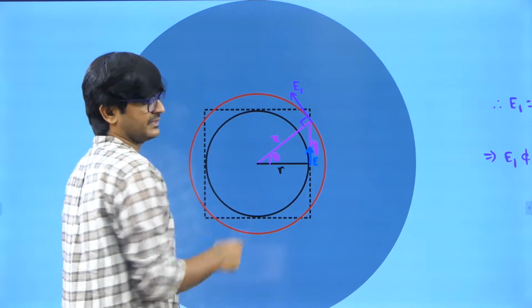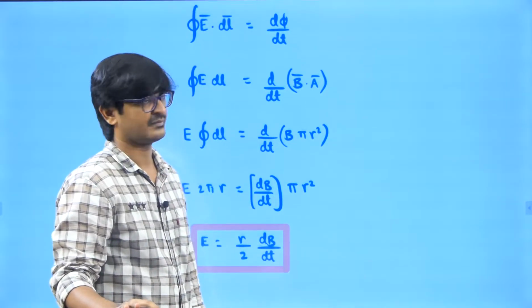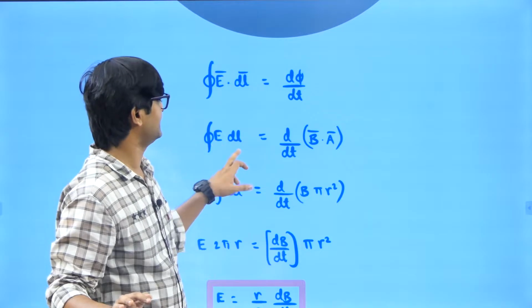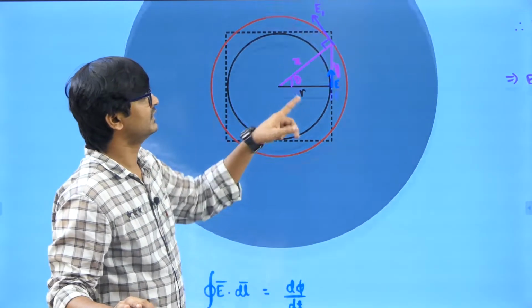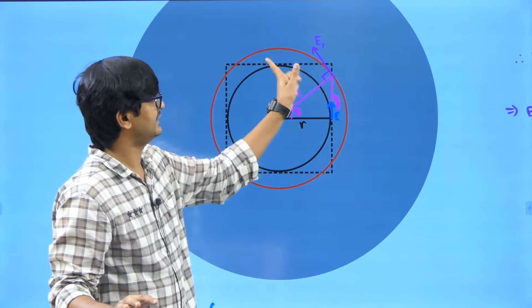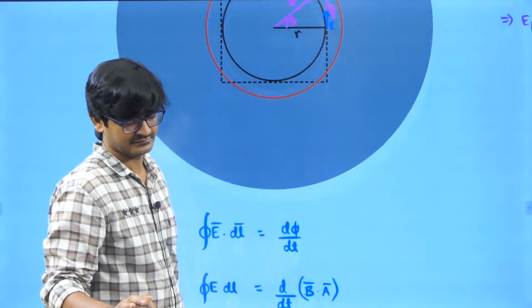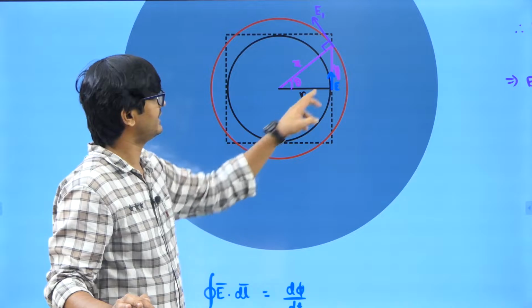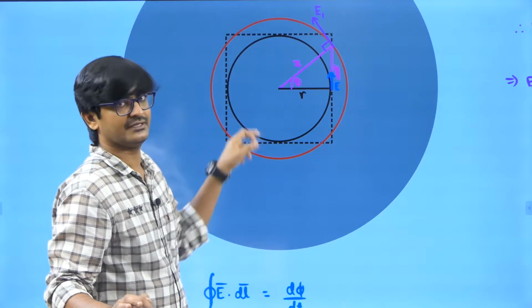What is the flux enclosed? Pi into small r square. Now here I have done something. E bar dot dl bar is nothing but E into dl. That I can do only in this particular case because the electric field is tangential, which is along the direction of dl. Now I can even take the electric field out of the integration because by symmetry I can say the electric field magnitude will be the same at every point.